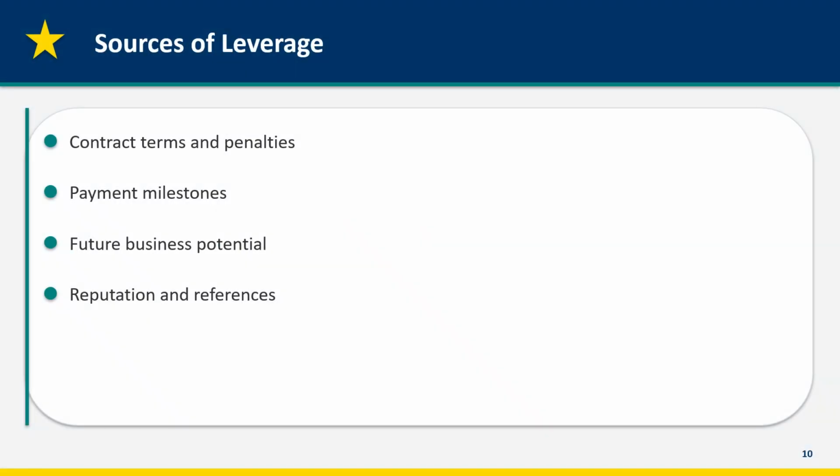Leverage comes from several sources. Contract terms and penalties provide legal leverage. If they fail to deliver, there are consequences. Payment milestones tied to deliverables mean they don't get paid until they deliver. Money is powerful motivation. Future business potential is leverage. If the vendor wants ongoing work from you, they'll protect the relationship. Your reputation and references matter. If the vendor wants your endorsement for future clients, they'll work to earn it. Build leverage from multiple sources.